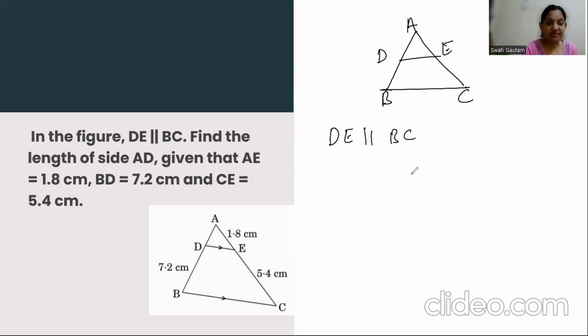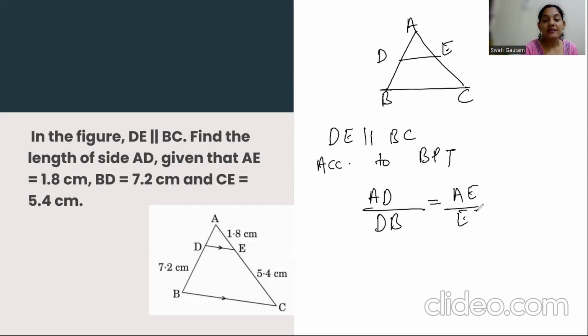DE is parallel to BC, then according to BPT, the basic proportionality theorem, because we are talking about proportion, we can take the parts of the sides: AD by DB is equal to AE by EC. So the ratios are in proportion to each other. Proportion means the ratios are equal to each other. So AD by DB is equal to AE by EC. When will it happen? When DE is parallel to BC. So we have these ratios in proportion.